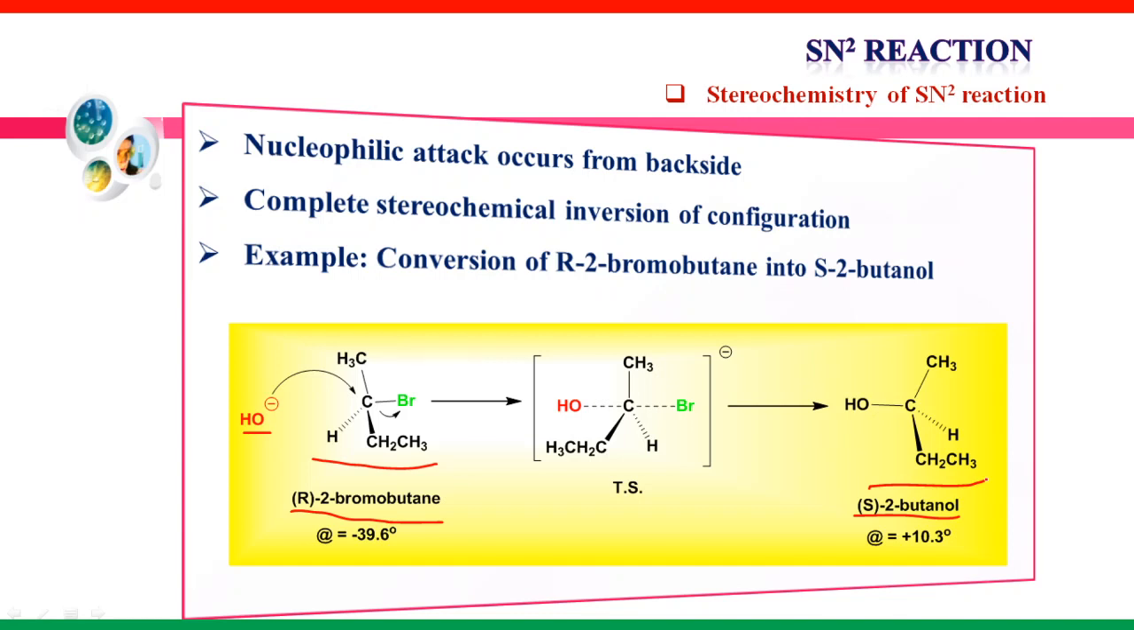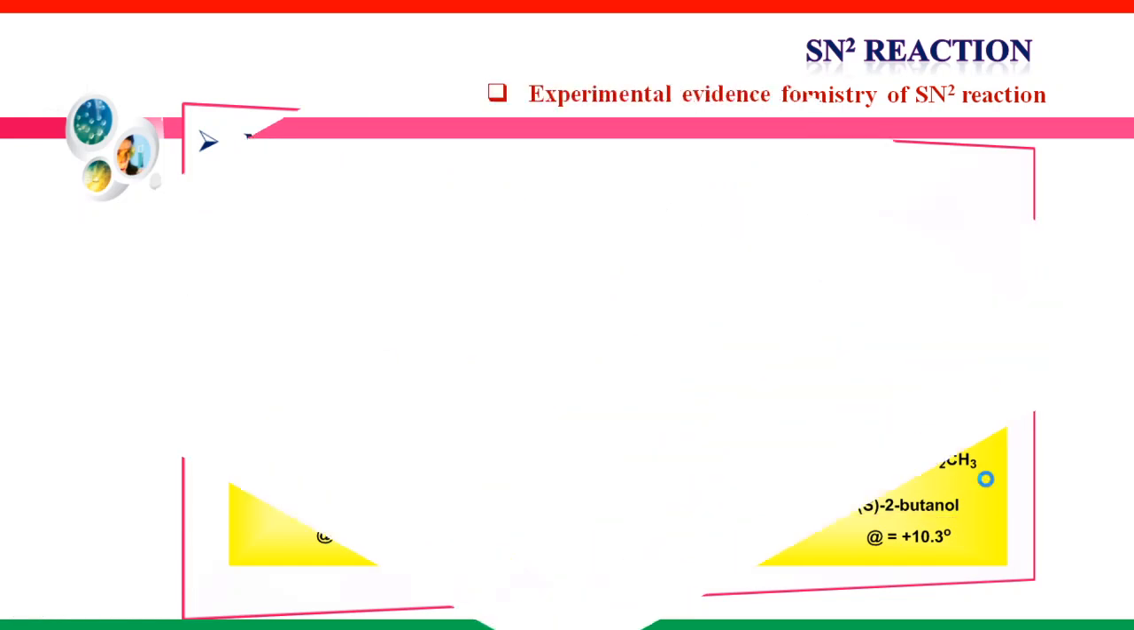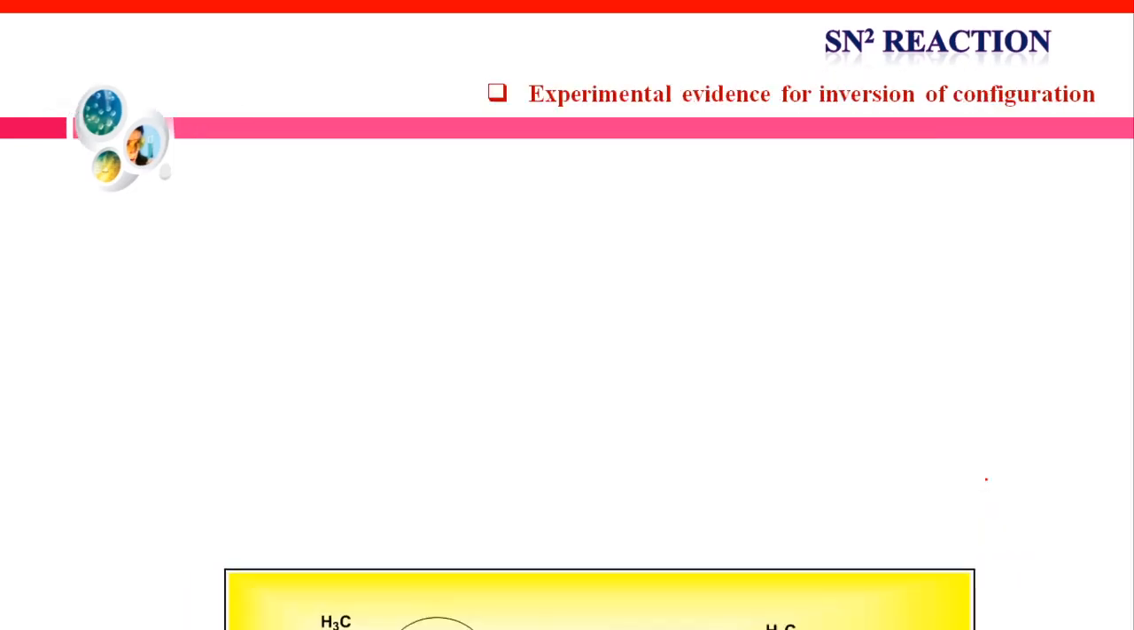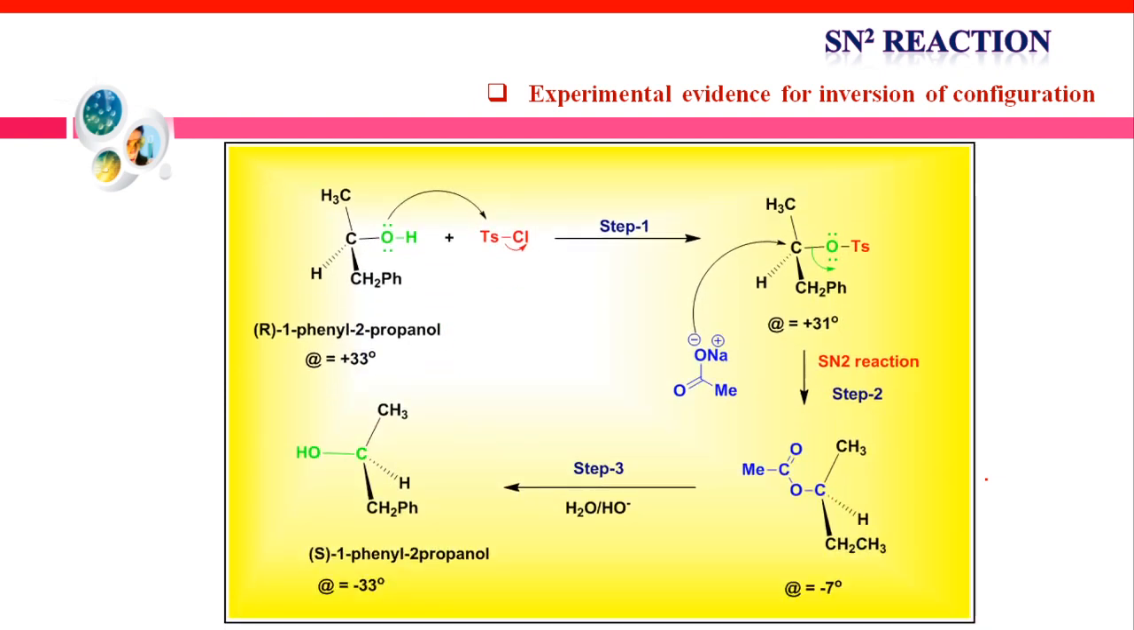In order to prove inversion of configuration and backside attack of nucleophile in SN2 reaction, we use a three-step reaction sequence in which optically active reactant R-1-phenyl-2-propanol can be converted into S-1-phenyl-2-propanol. This is the three-step reaction sequence which is used to prove experimentally that in SN2 reaction inversion of configuration occurs and the backside attack of nucleophile occurs.